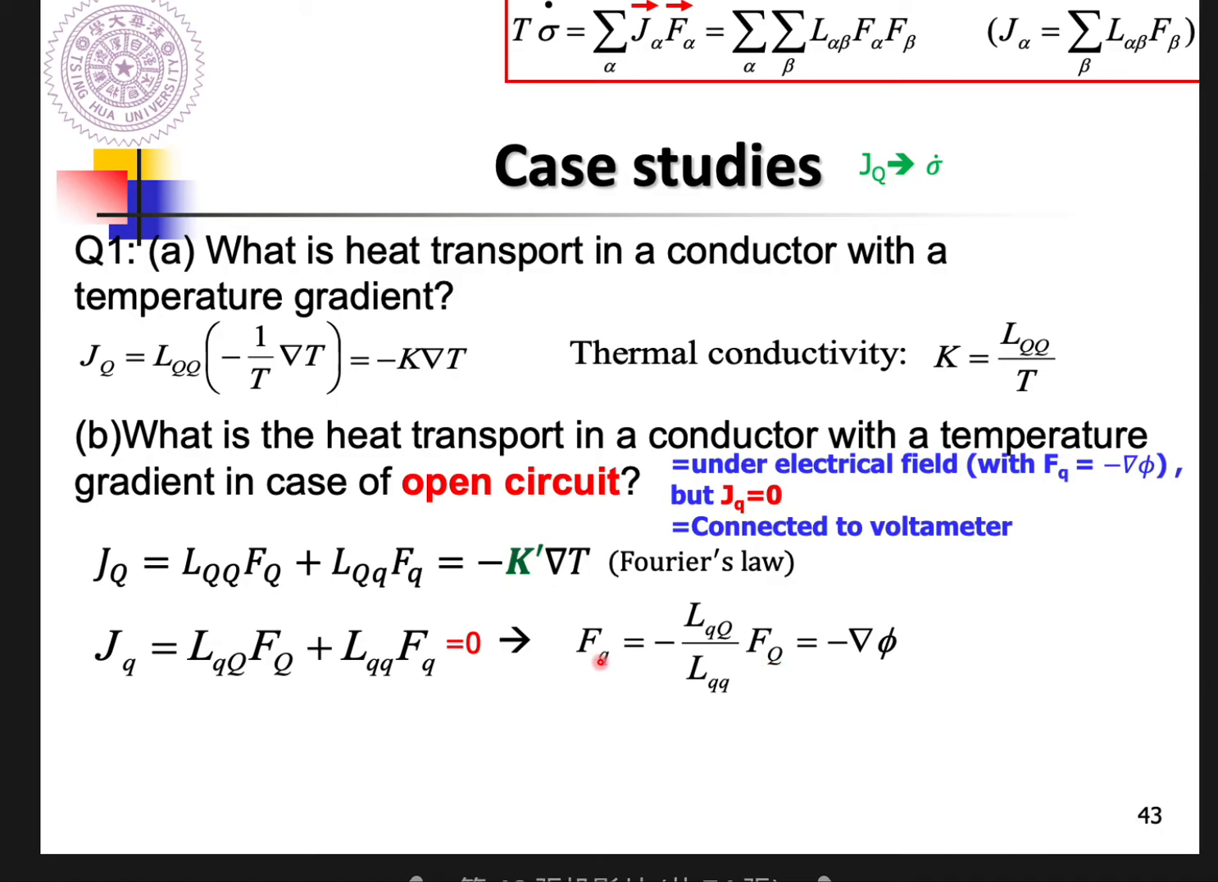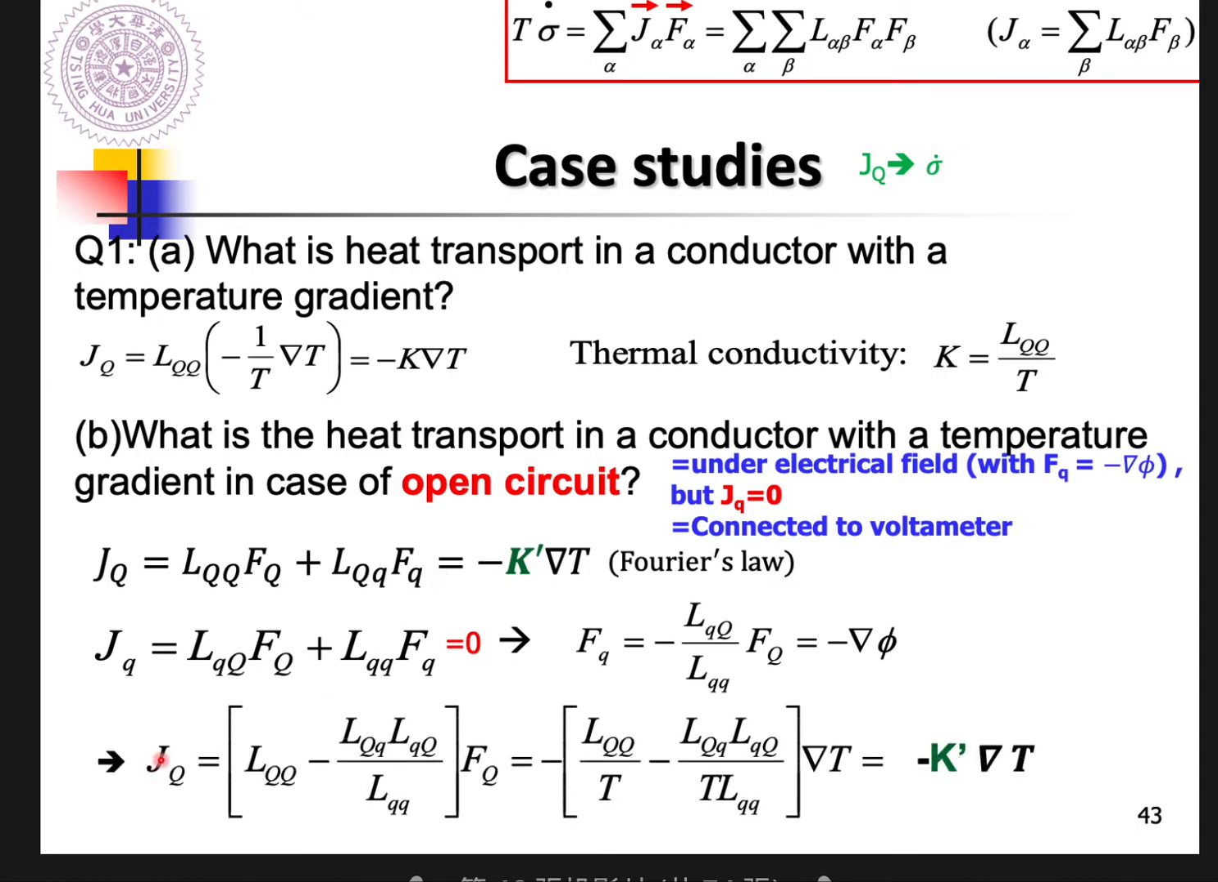And we try to do one thing: we try to substitute this F small q by using this one. So just substitute here. Then we take the F capital Q out, and we get this equation. And what's the F capital Q? It's minus the temperature gradient divided by T. So we use this to substitute this term.